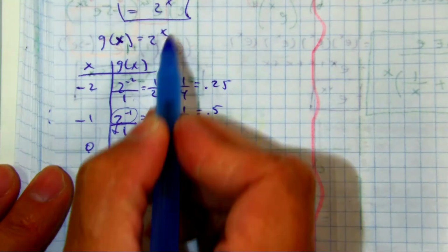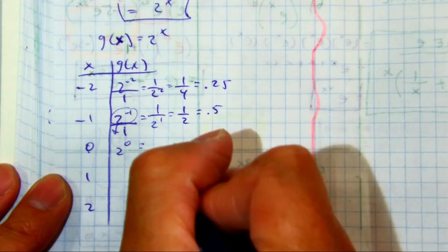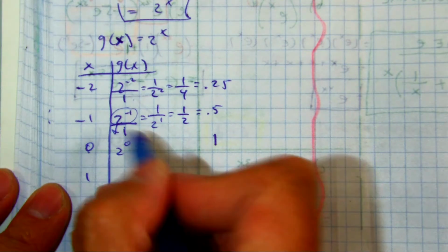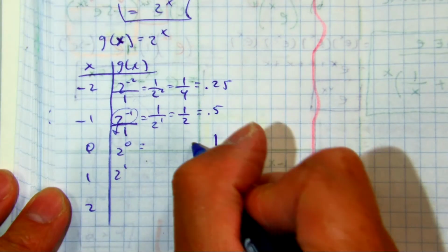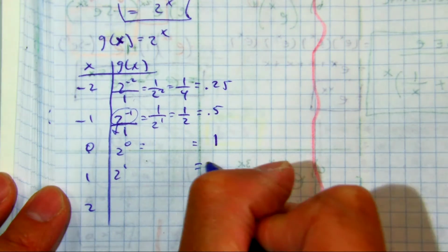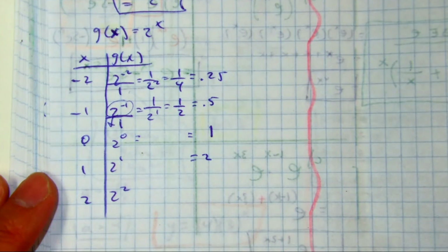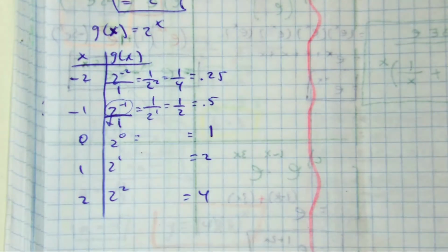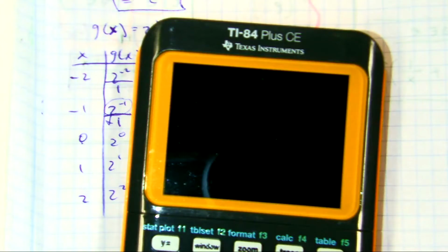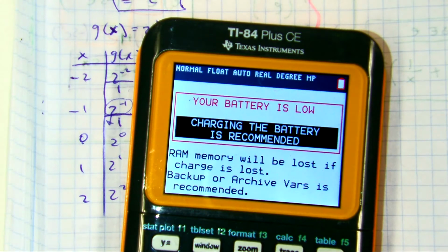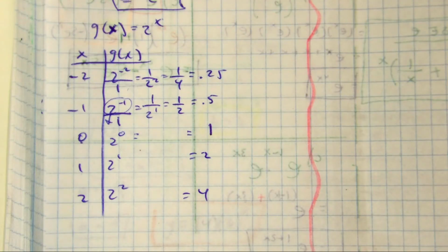You put in 0 there. Anything to the 0 power is 1. Put in 1 in there. 2 to the 1 power is 2. And then you put in 2. 2 to the 2 power is 4. Raise your hand if you got those. Let's double check with our calculator. That looks nice. You kind of want to know what's happening, right?